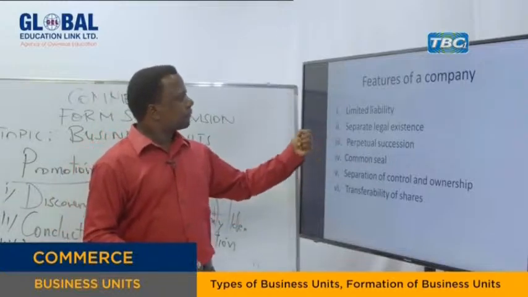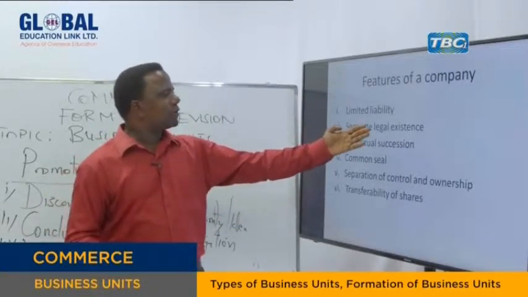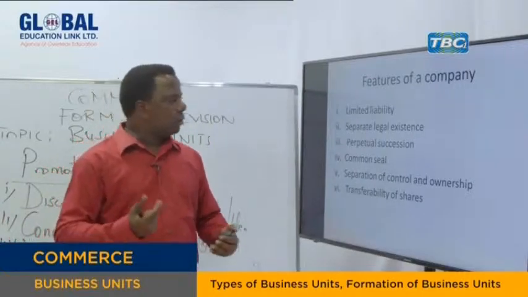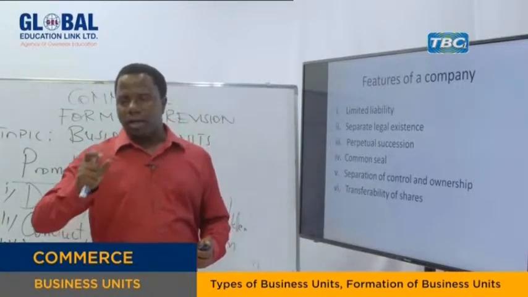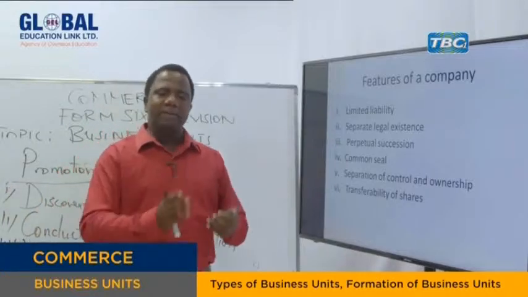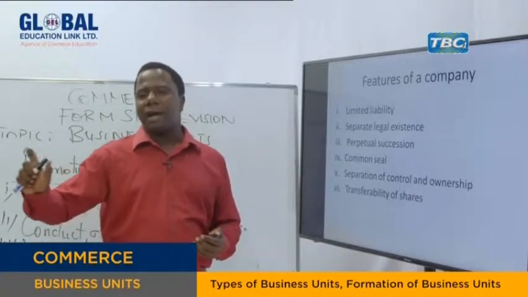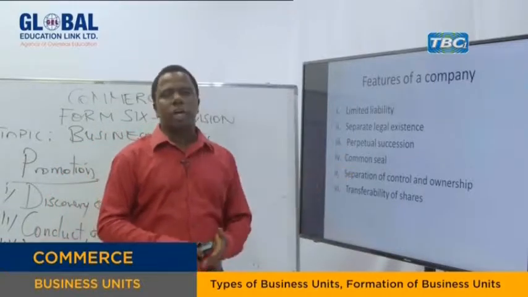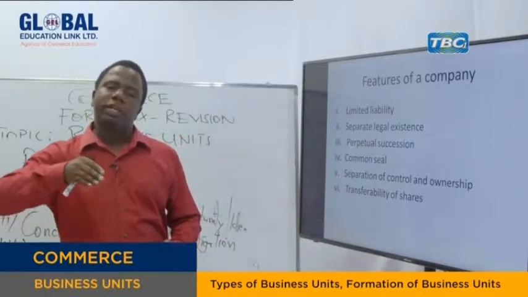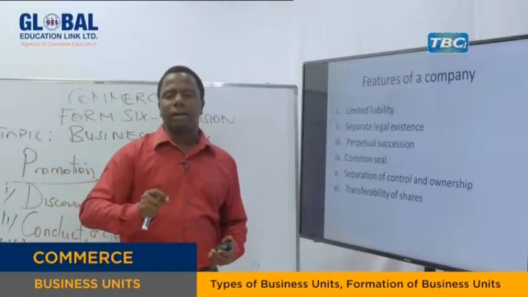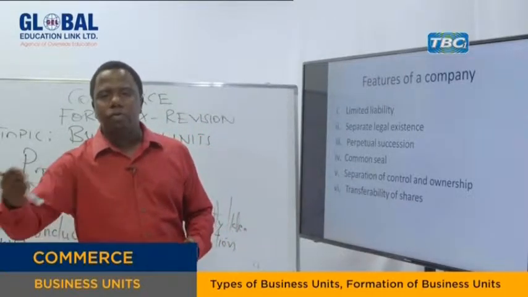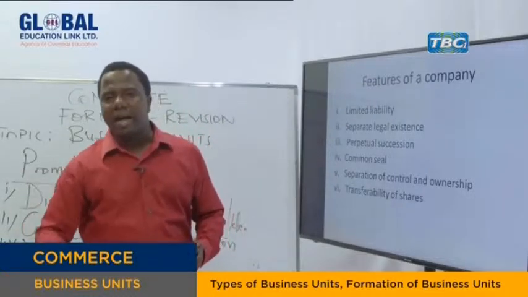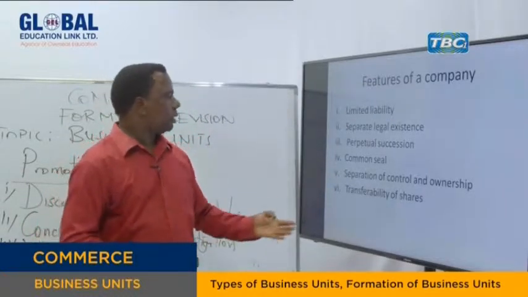While separate legal existence means a company has a separate legal existence from its members. So a company stands on its own and members are there. So there is a separate legal existence. Perpetual succession means that a company has been created by the law. Only the law will bring the company to an end, not the death of members. A member may die, but the company will continue.